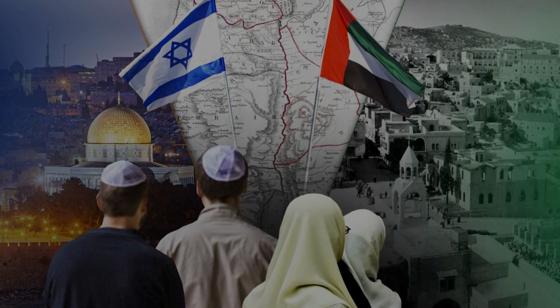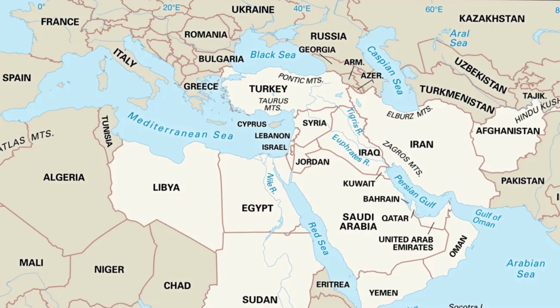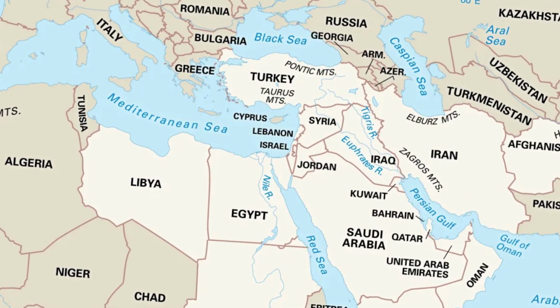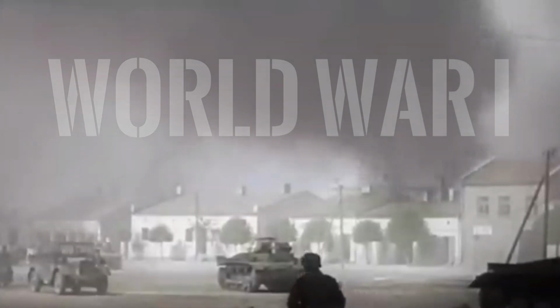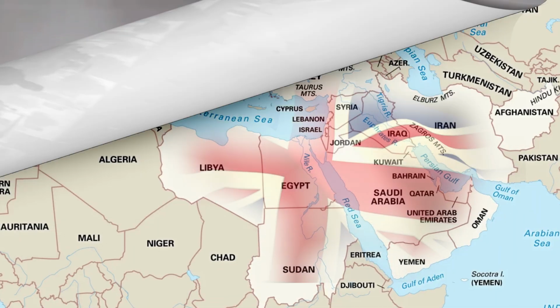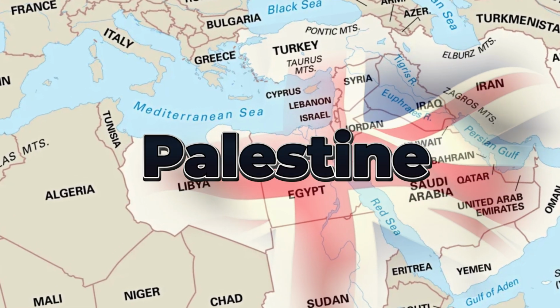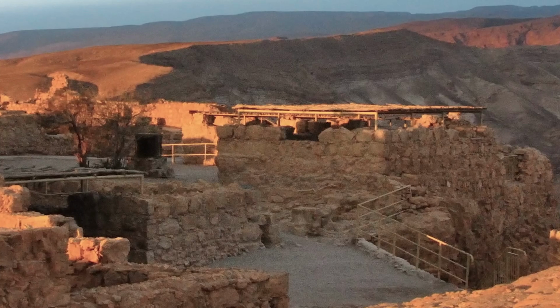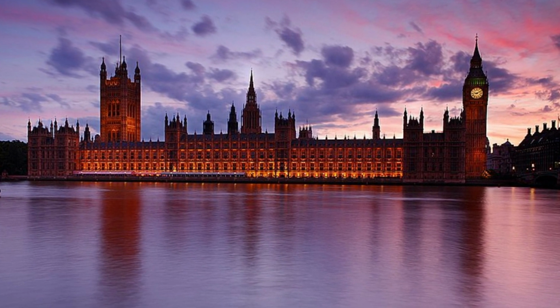To understand the Israeli-Arab wars, we must go back to the early 20th century. For centuries, the land that is today Israel and Palestine was part of the Ottoman Empire. But after World War I, the Ottomans lost control, and Britain took over the region, known then as Palestine, under the League of Nations mandate. This meant Britain was responsible for governing the land and determining its future.